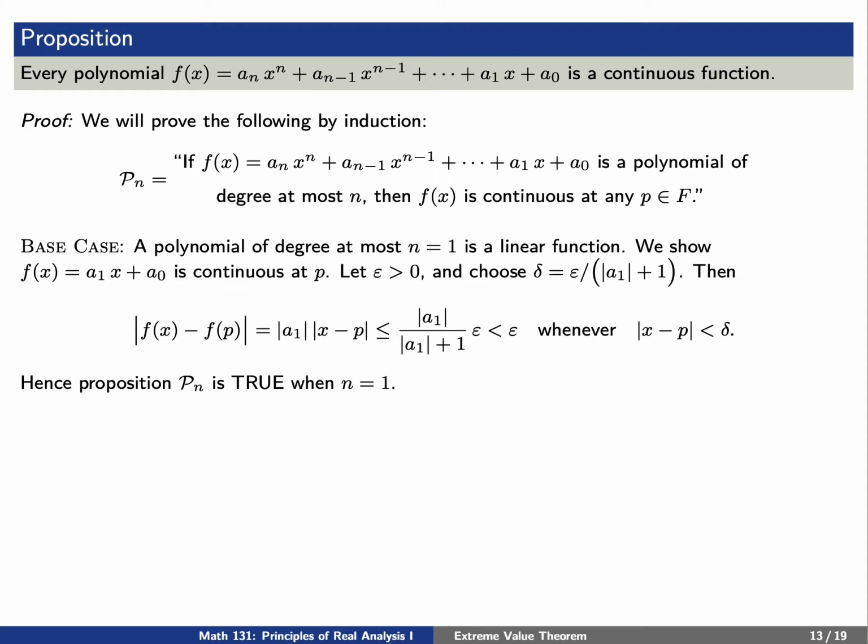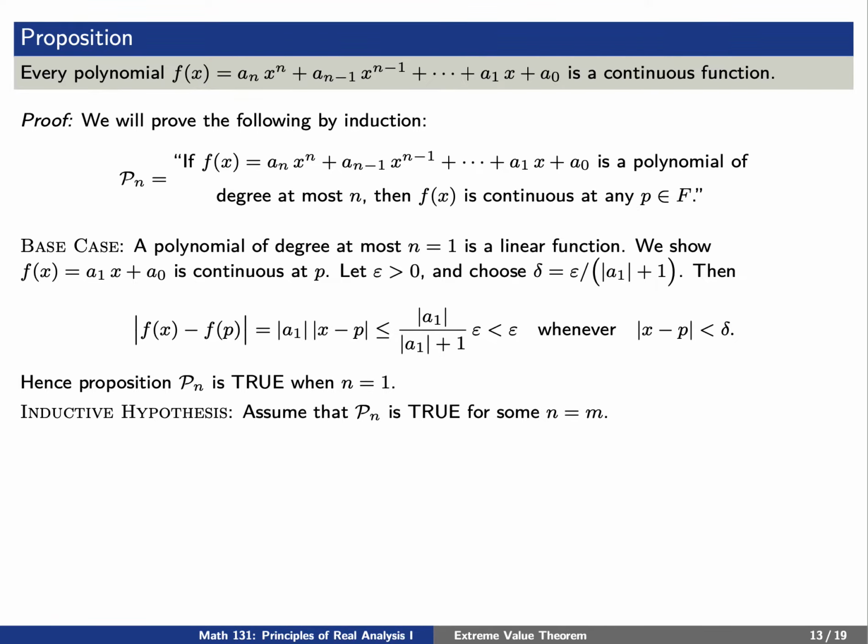To this effect, let's choose a positive epsilon, and let's let delta be epsilon divided by the absolute value of a1 plus 1. Then we see that f of x minus f of p, we can write in terms of the absolute value of a1 times x minus p. Playing around with this, we see that this now is less than epsilon from the way we've chosen our delta. Hence, the first base case for p1 is true.